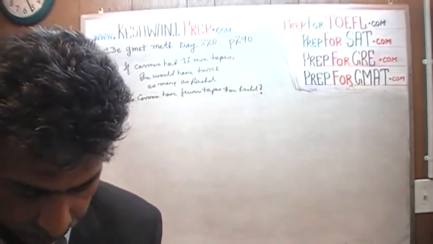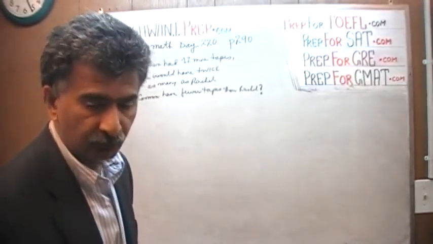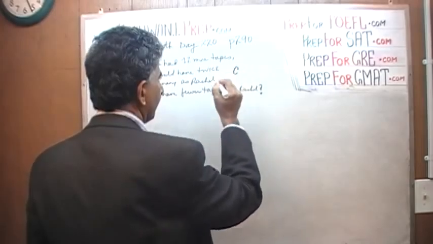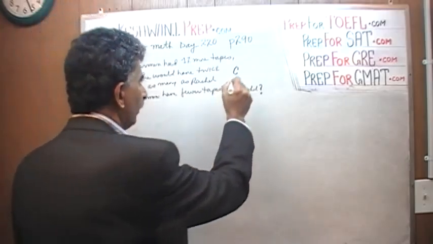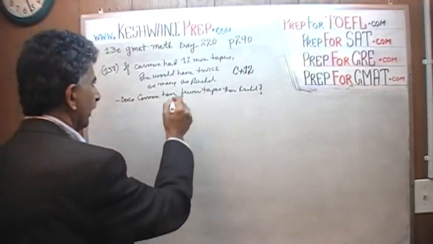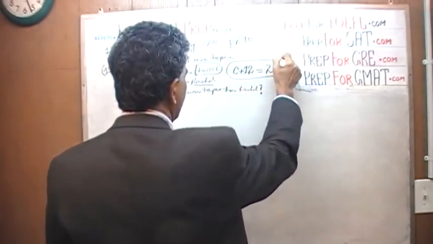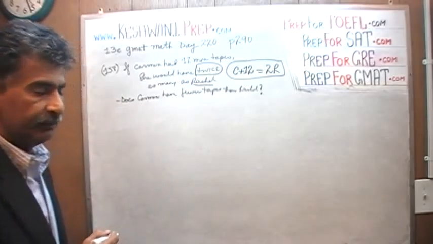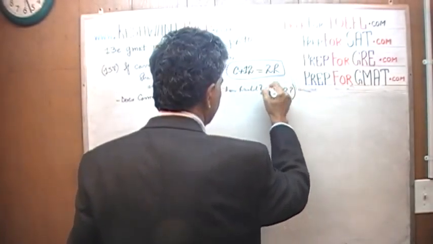Let's translate these statements in mathematical form so that it's easier for us to work with these things. If Carmen has C tapes, let's use C to represent the number of tapes Carmen has. If she had 12 more than that, then we are told that she would have 2 times as many as Rachel. So that's our equation that is given to us. The question they are asking is, does Carmen have fewer tapes than Rachel? In other words, is C smaller than R?